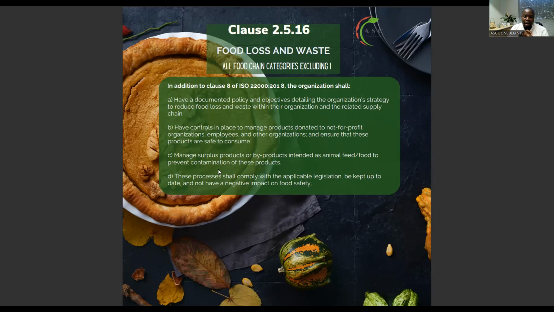The processes shall comply with the applicable legislation, be kept up to date, and not have a negative impact on food safety. So this is basically the requirement here. It is applicable to all food chain categories, excluding the food chain category I.